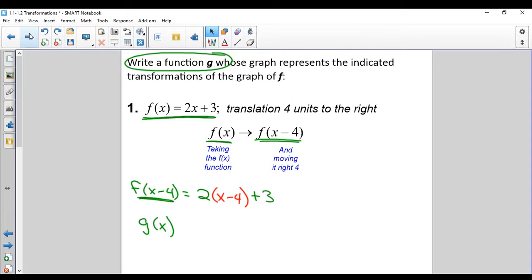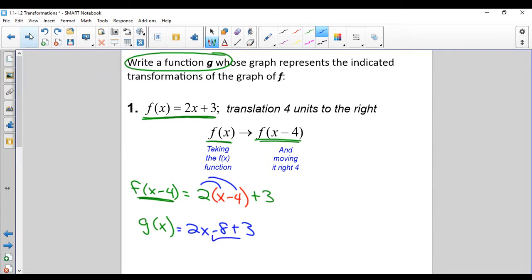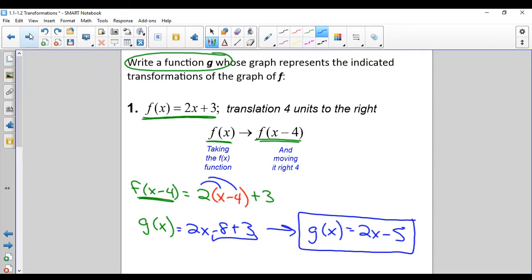You need to simplify. So that means you need to distribute and then combine like terms. Pretty simple steps here. We got negative 8 plus 5. Our function g of x, our new function, is 2x minus 5. And that's all we have there.